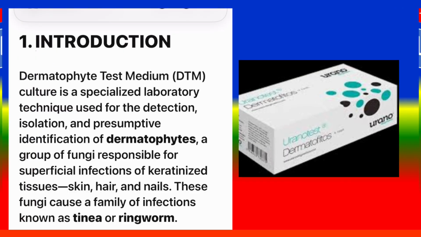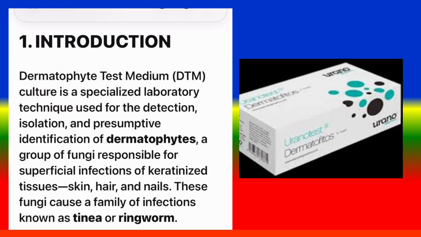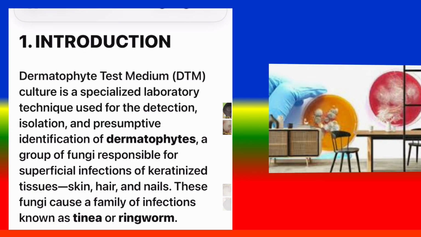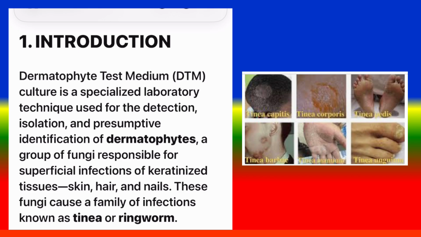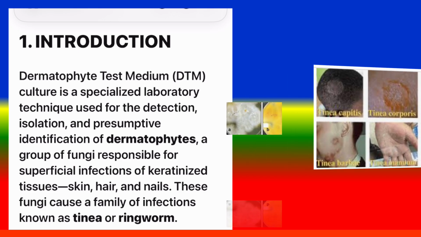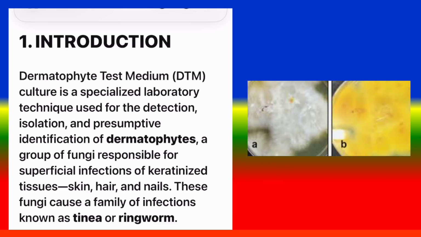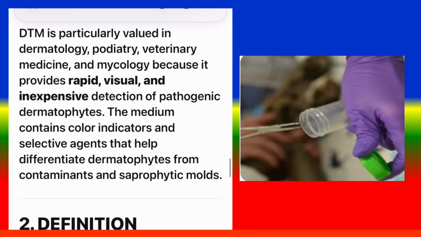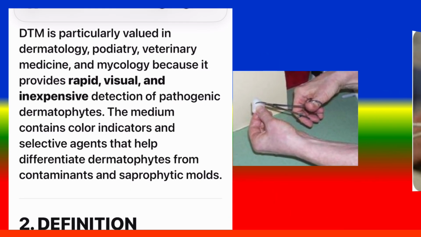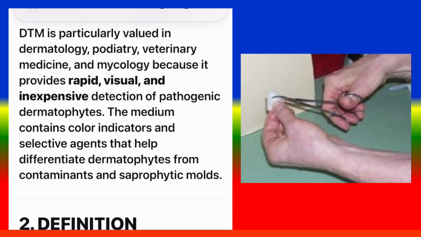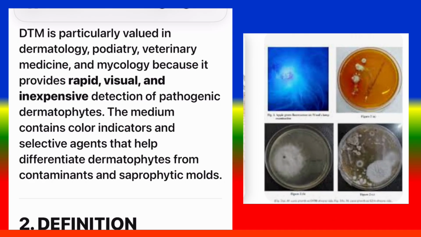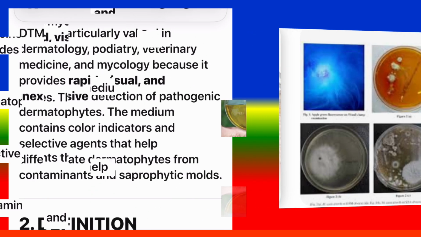Number 1, Introduction. Dermatophyte test medium, DTM culture, is a specialized laboratory technique used for the detection, isolation, and presumptive identification of dermatophytes, a group of fungi responsible for superficial infections of keratinized tissues: skin, hair, and nails. These fungi cause a family of infections known as tinea or ringworm. DTM is particularly valued in dermatology, podiatry, veterinary medicine, and mycology because it provides rapid, visual, and inexpensive detection of pathogenic dermatophytes. The medium contains color indicators and selective agents that help differentiate dermatophytes from contaminants and saprophytic molds.